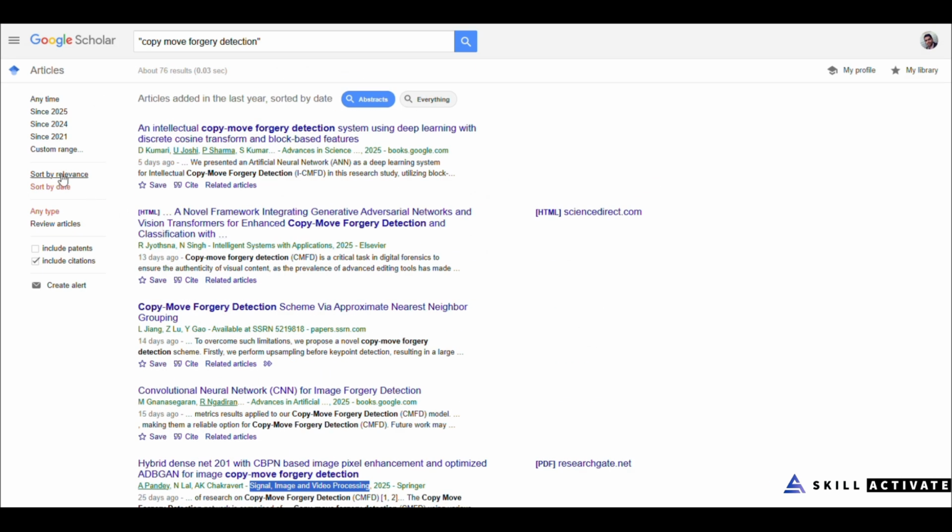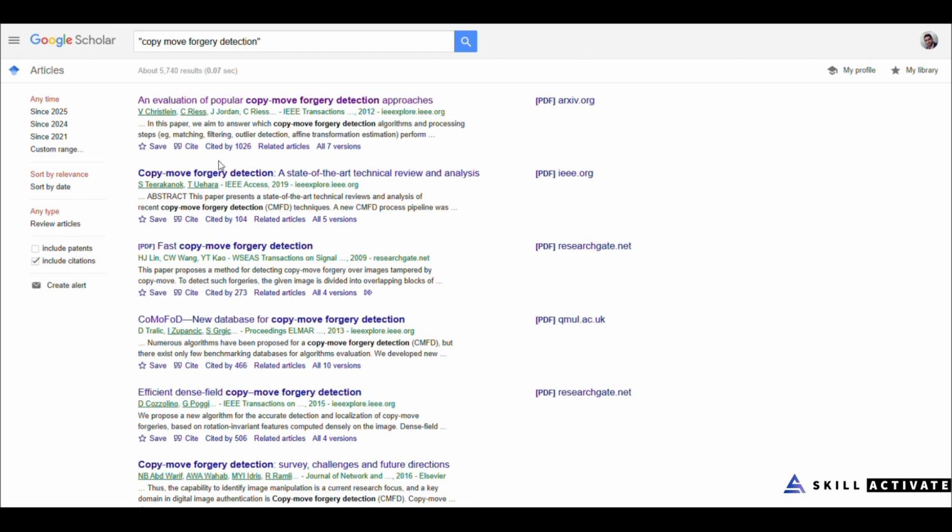And you can also sort by relevance. This paper was published in IEEE Transactions in the year 2012, cited by 1026 citations. The PDF is also available on archive.org, right?